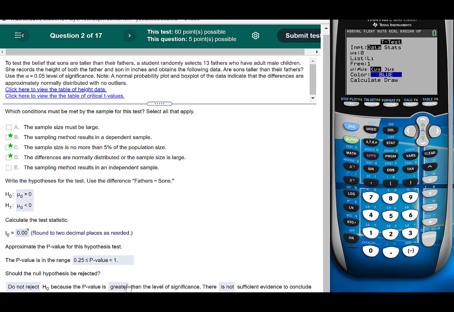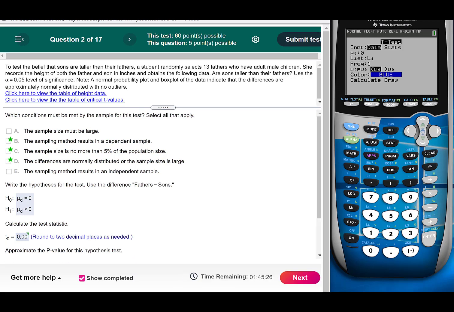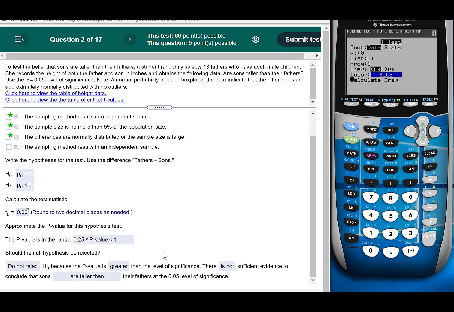You only can conclude that if you reject the null hypothesis. And since we were not able to reject the null hypothesis, we cannot make this conclusion. So there is not sufficient evidence to conclude that sons are taller than their fathers at the 0.05 level of significance. Next question.